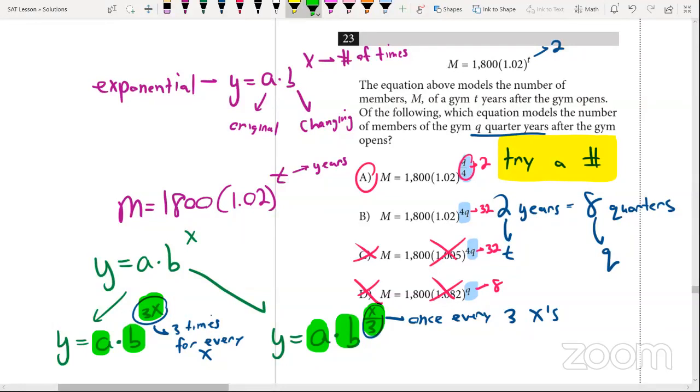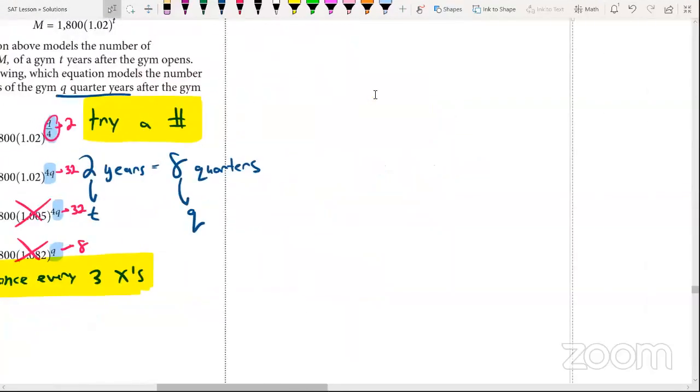So you need to kind of know for this more difficult SAT situation that multiplying means we're doing something multiple times every X, and dividing means that we're doing something every once in a while, every 3 X's. So very confusing, and I'm sort of treating this with some TLC in the way I'm trying to explain it because it is one of the harder concepts on the SAT. So let's go over to number 24 now.